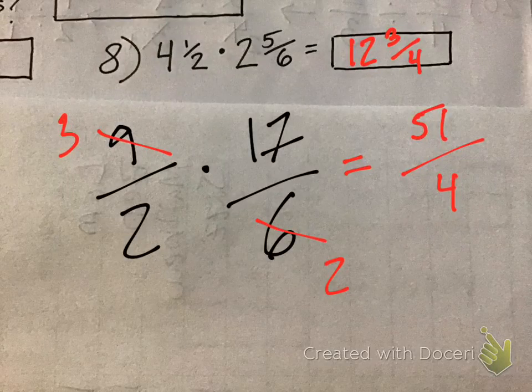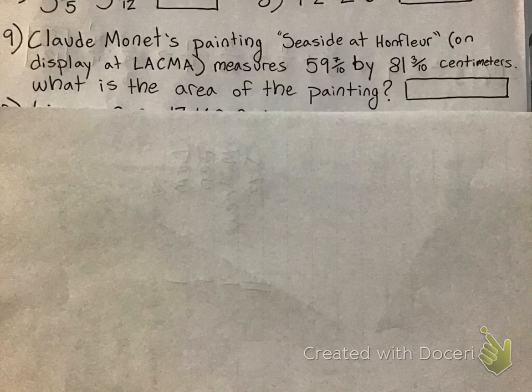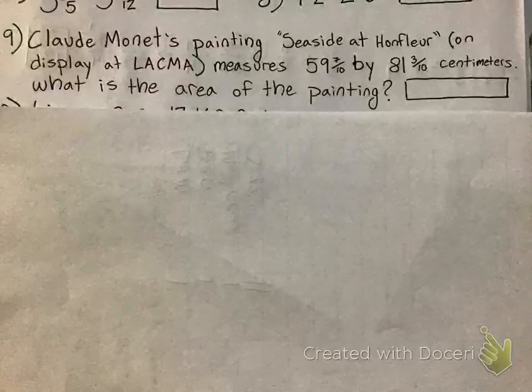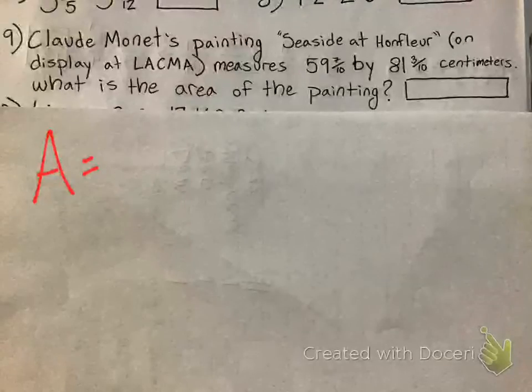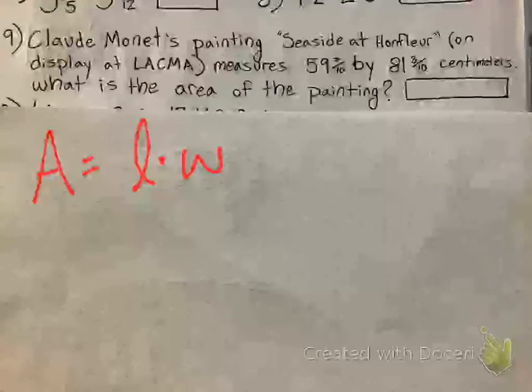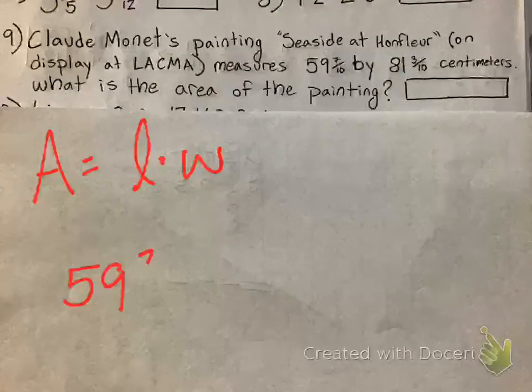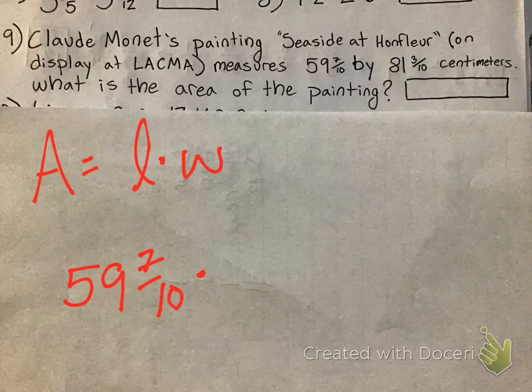3/4. Excellent. Claude Monet's painting, Seaside at Honfleur, on display at LACMA, by the way, measures 59 7/10 by 81 3/10 centimeters. What is the area of the painting? Again, how do I find area? Who can tell me, Michelle? Length times width. Exactly. Our length is 59 7/10, and then our width is 81 3/10.